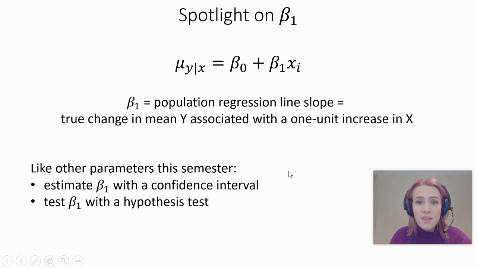As with other parameters, like say a mean or a proportion, we can do 2 types of inference. We could estimate the value of the parameter using a confidence interval. So that's what we'll do first. And then towards the end of the video, we'll test the parameter using a hypothesis test.